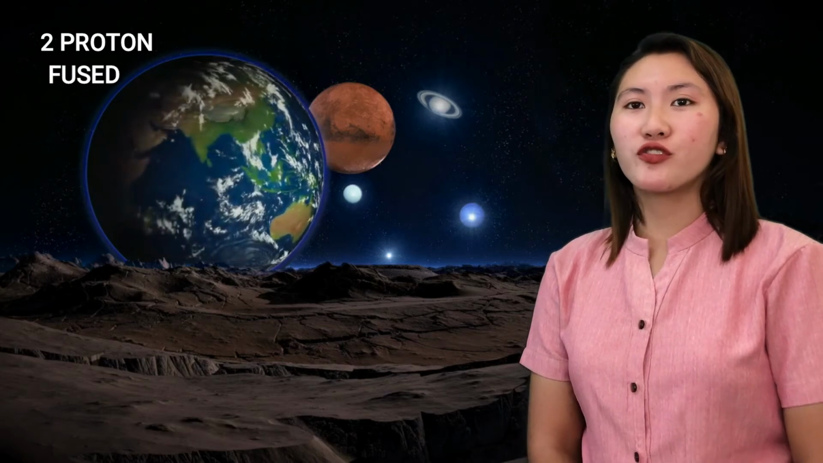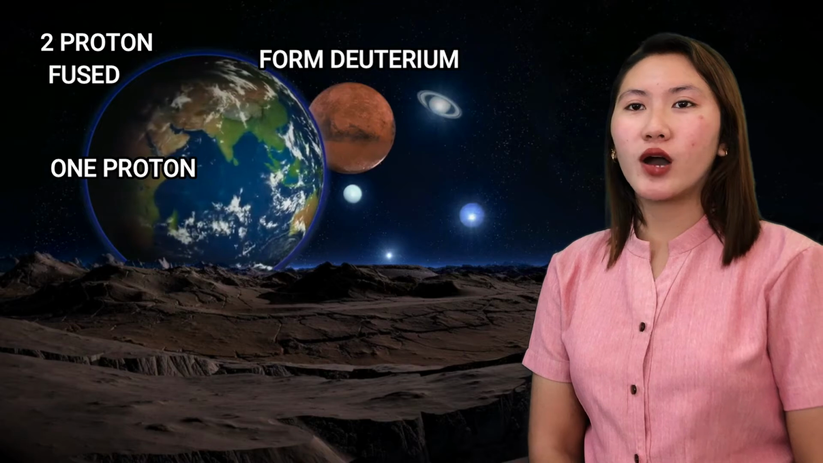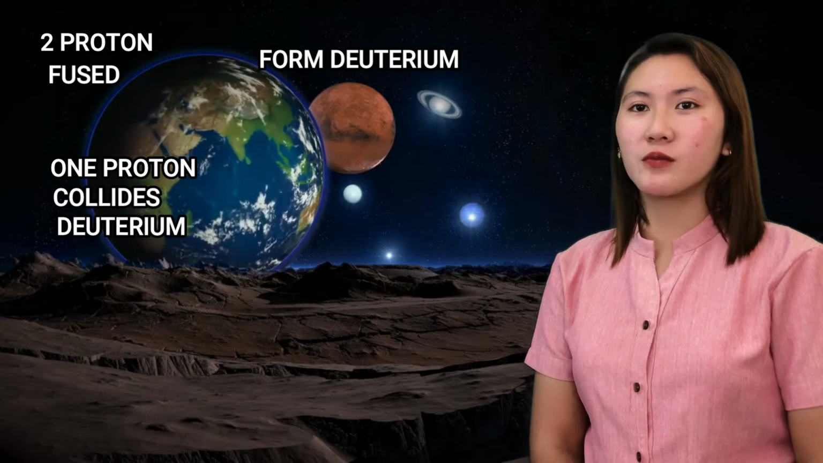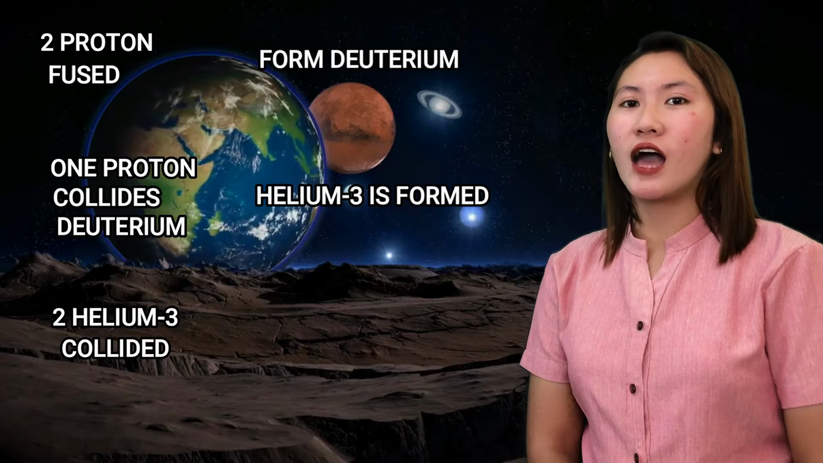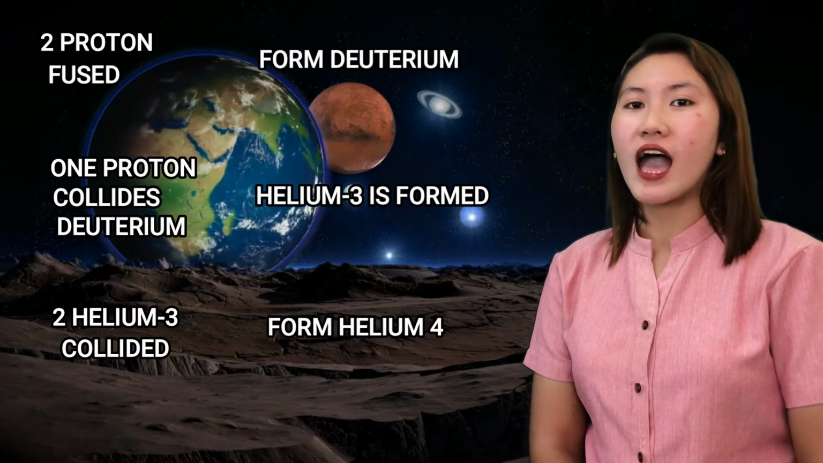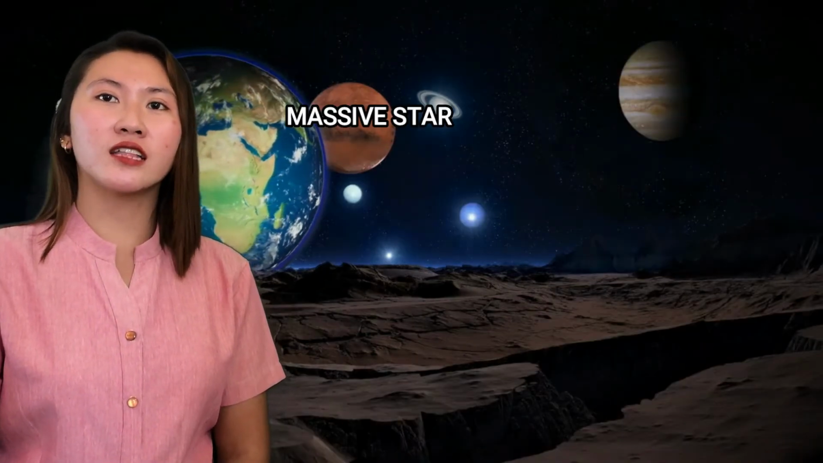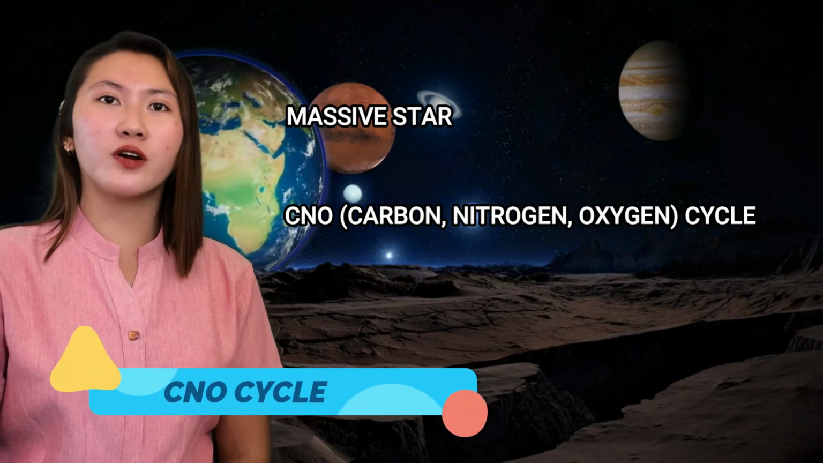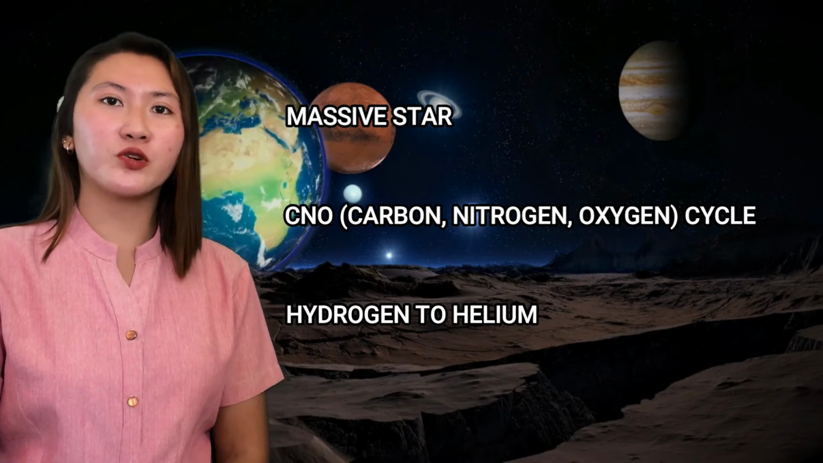It starts with two protons fused together to form deuterium, an isotope of hydrogen. When one proton collides with deuterium, helium-3 is formed. Two helium-3 collide and form helium-4, and that is the proton-proton chain reaction. However, the case is different in massive stars. They undergo the CNO, or carbon, nitrogen, and oxygen cycle to convert hydrogen to helium.